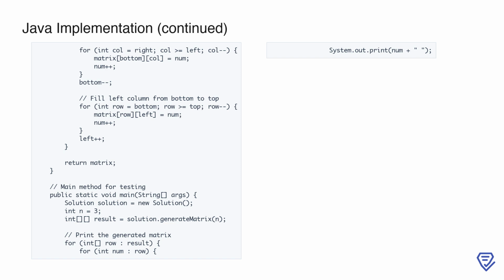At this point, the loop is designed to repeat, continuing to fill the inner layers of the spiral until all numbers from 1 to n squared have been placed into the matrix. After the loop completes, the fully populated matrix is returned.